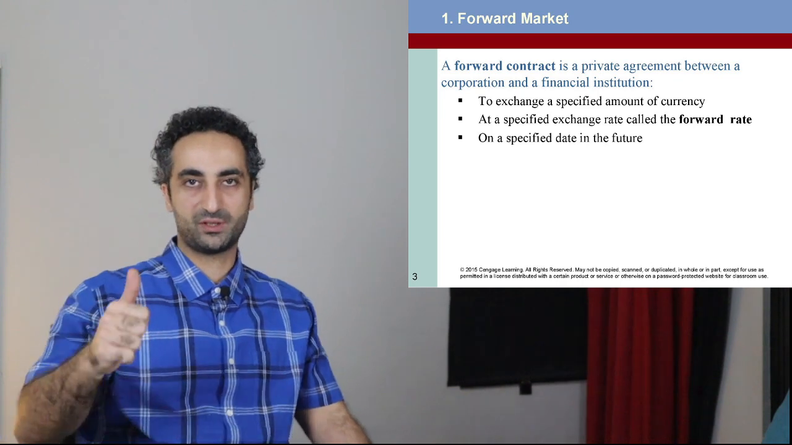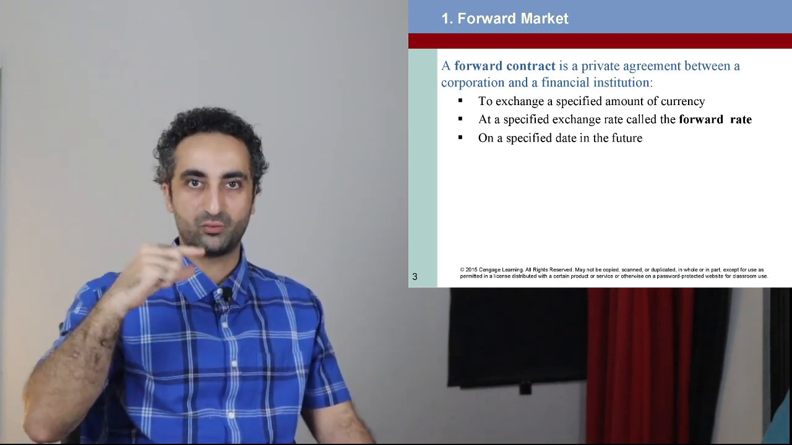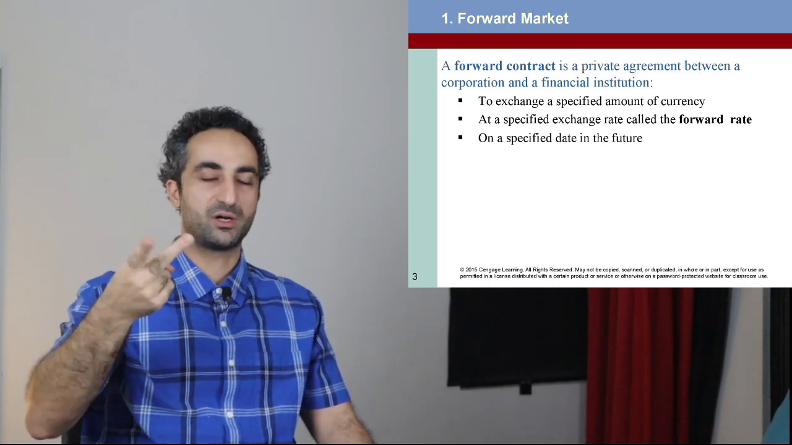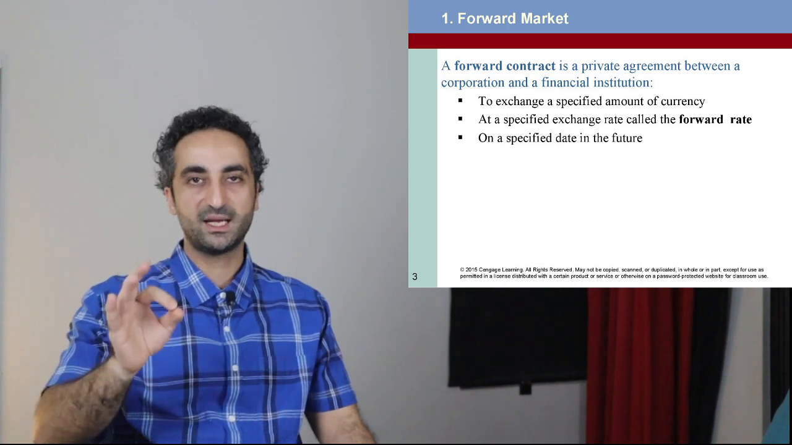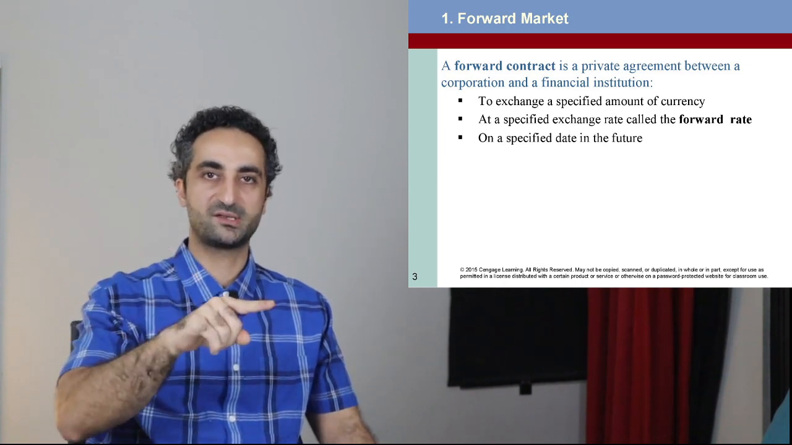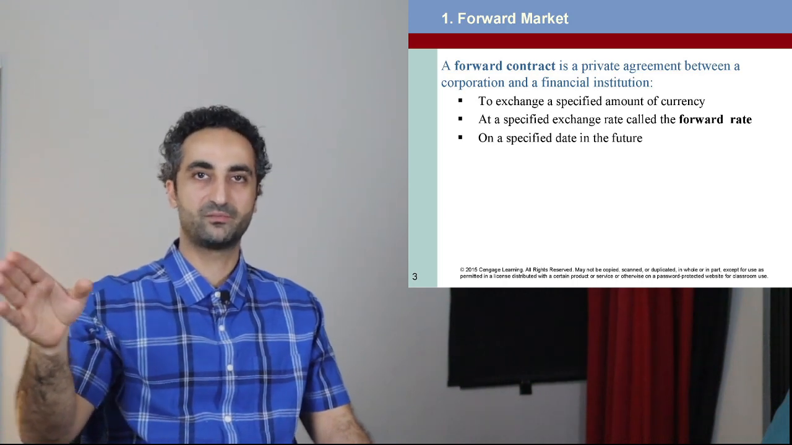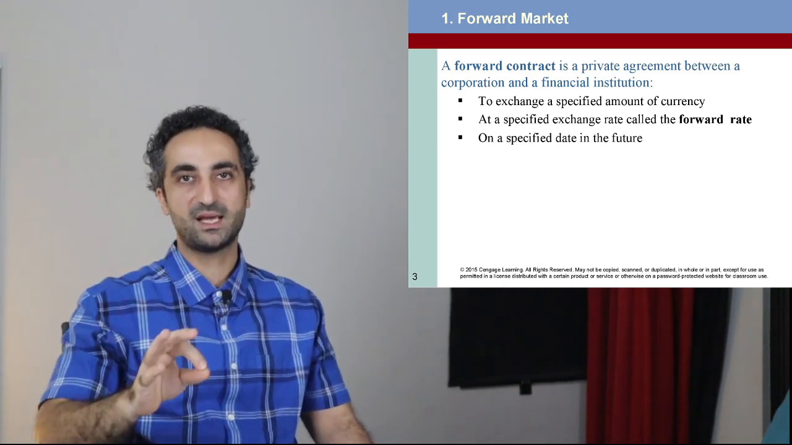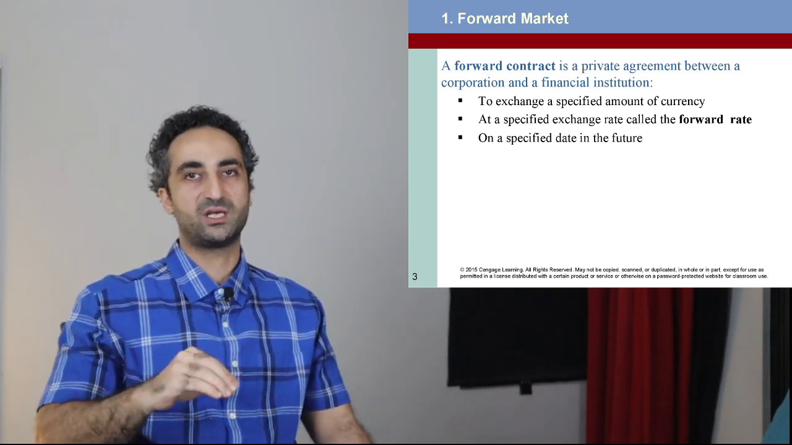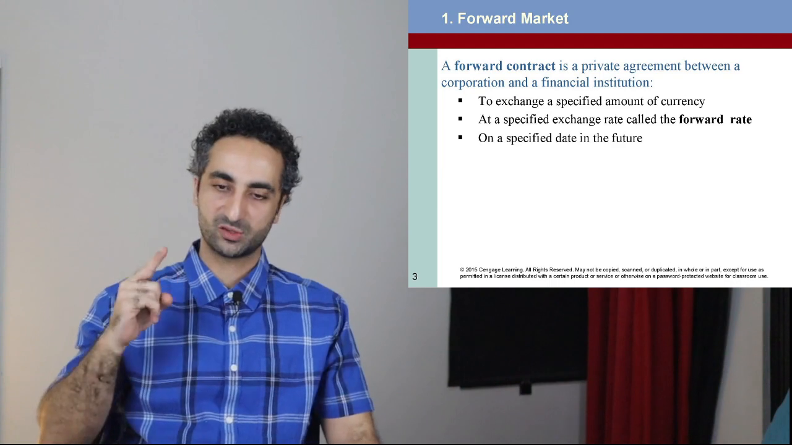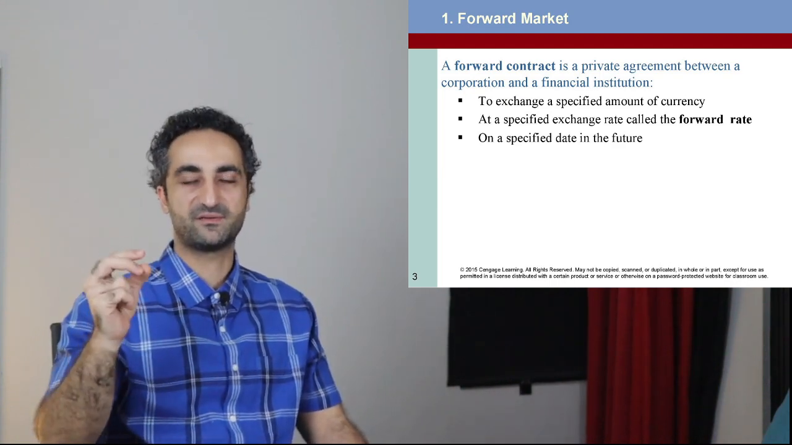Number 3, now we're done with the amount you need and the rate at which we're gonna exchange the two currencies. Finally, when exactly do you need to exercise this contract or this forward rate? Let's say exactly on the 1st of June 2021. So: specified date, specified amount, and specified rate.